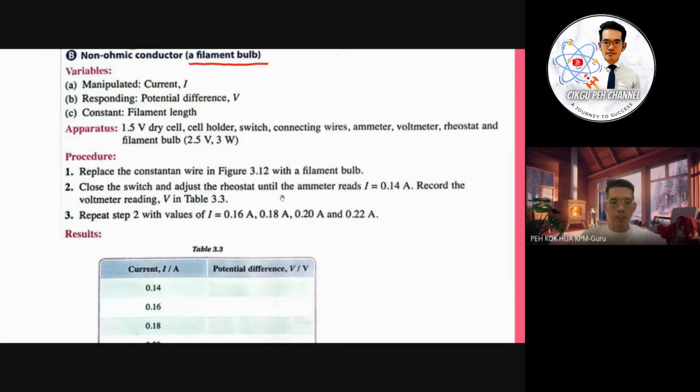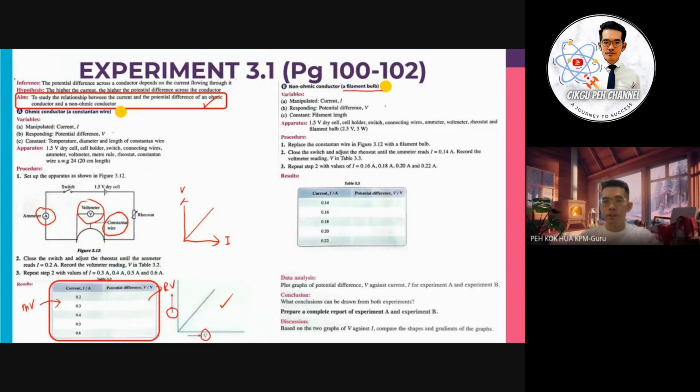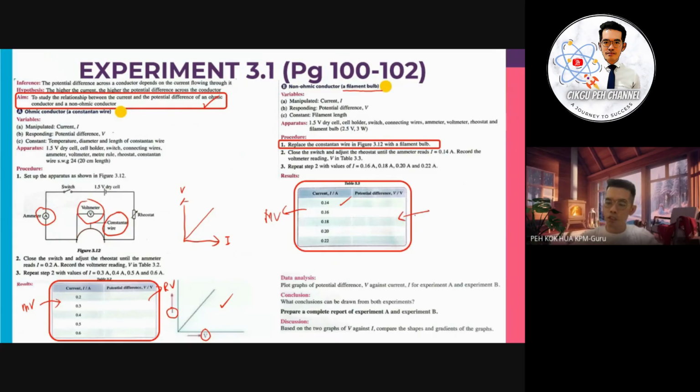Again, in this experiment, you just replace the constant wire with the filament bulb, and then again you need to collect the data. The data here will be current, I, and voltage, V. The graph you get through this compulsory experiment is supposed to be almost like this: a curved line passing through the origin.